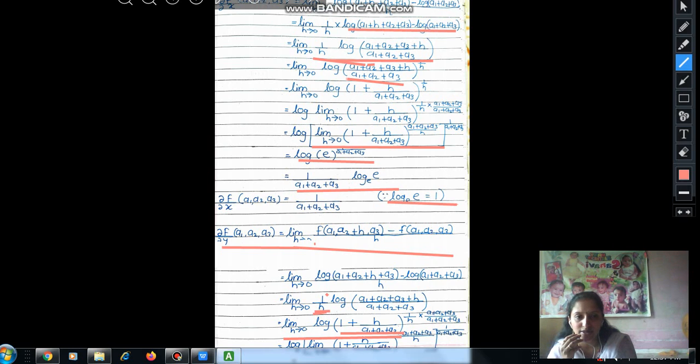Since limit of the log is equal to log of the limit, we are interchanging log and limit. Log of limit 1 plus h upon a1 plus a2 plus a3 raised to a1 plus a2 plus a3 upon h, into this remaining term 1 upon a1 plus a2 plus a3. Do you understand? Okay.